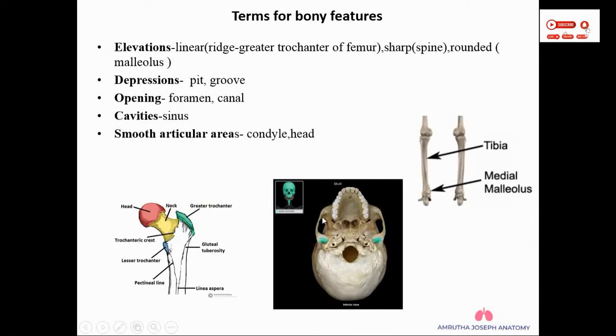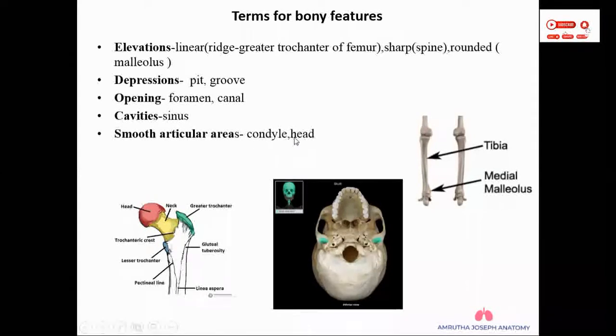This is useful in reducing the weight of the skull bones, because skull bone is quite heavy. So to make it a little lighter, there are some air cavities inside the skull bones. They are called sinuses. Now, if you have smooth articular areas, they are called condyle or head.